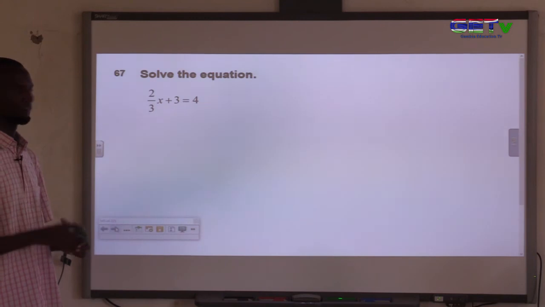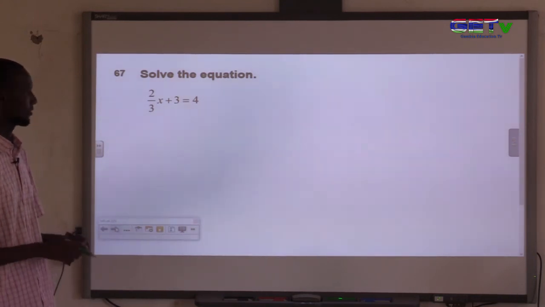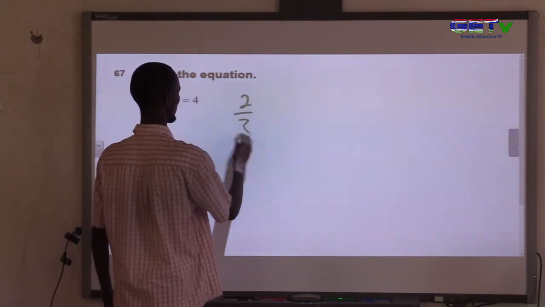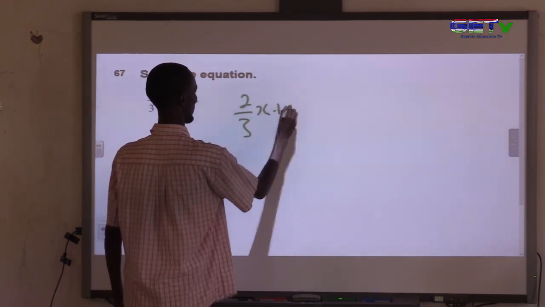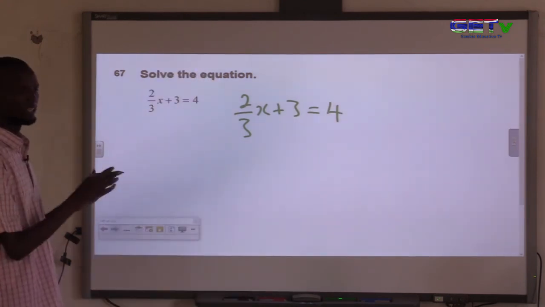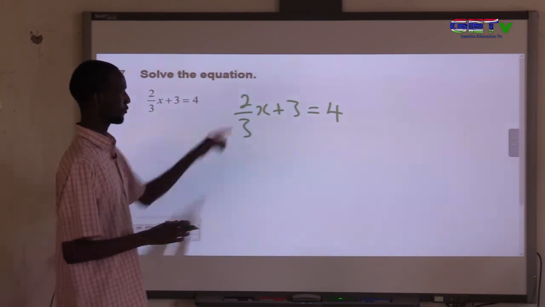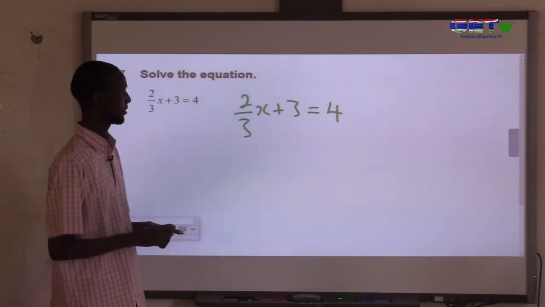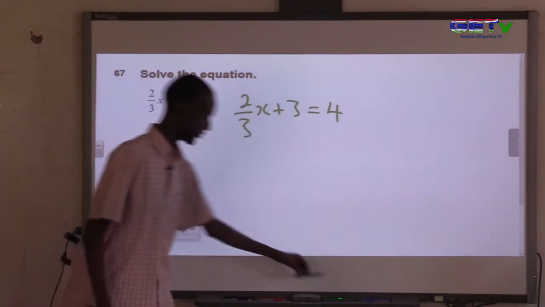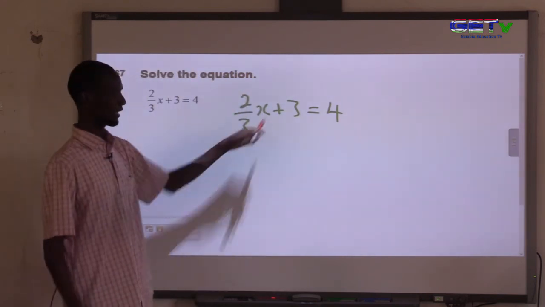2 over 3x plus 3 equals 4. Again, on the side where you have our variable, that is where our focus is. We have 2 over 3 there, that's a division, plus 3, that's an addition. And we know you undo an addition before a division. So we need to undo that plus 3.